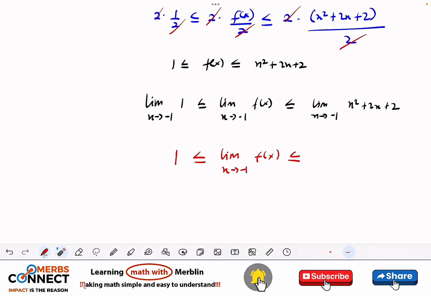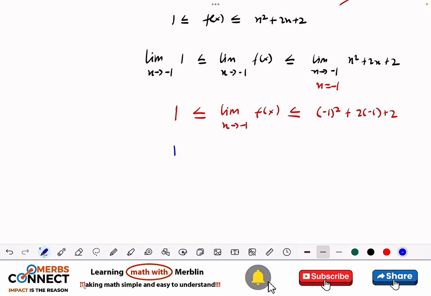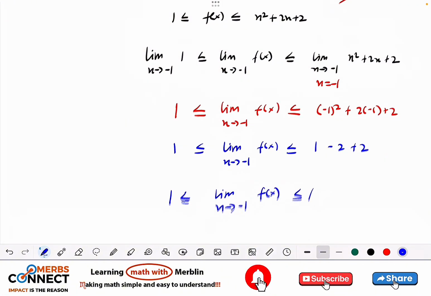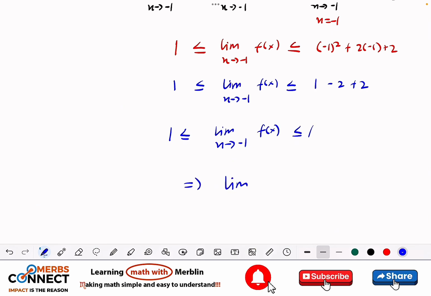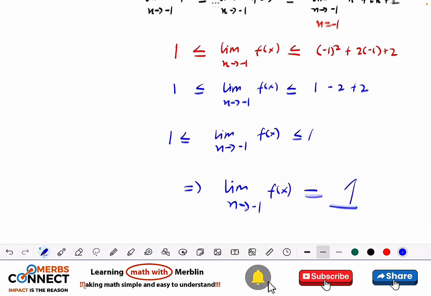Now for this one we set x equal to minus 1 and plug it in because it's a polynomial function. So I have minus 1 squared plus 2 times minus 1 plus 2. Let's see what we are going to get. The limit as x is approaching minus 1 of f of x is less than or equal to 1 minus 2 plus 2, and this will be 1. So this implies that the limit as x is approaching minus 1 of f of x is indeed 1, because the left and the right are the same.